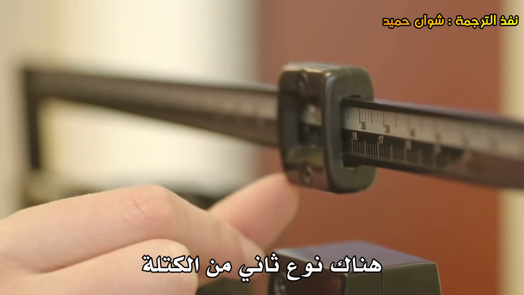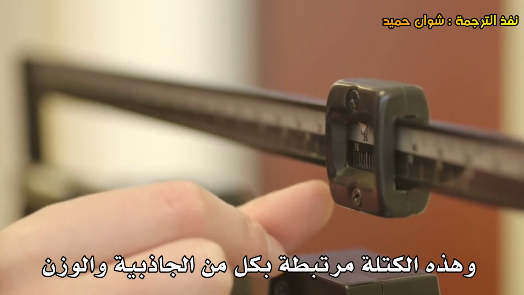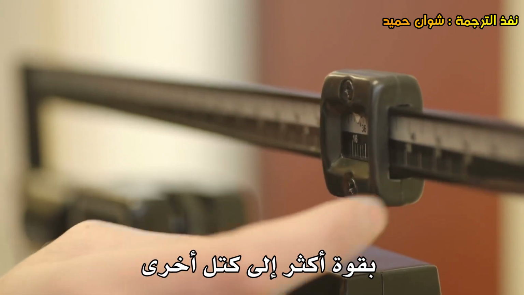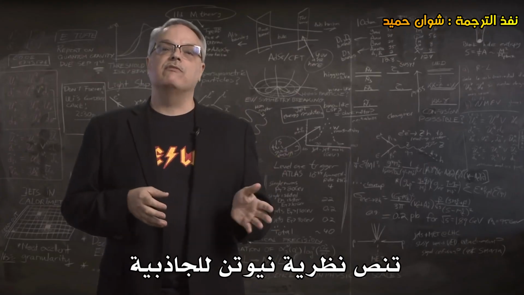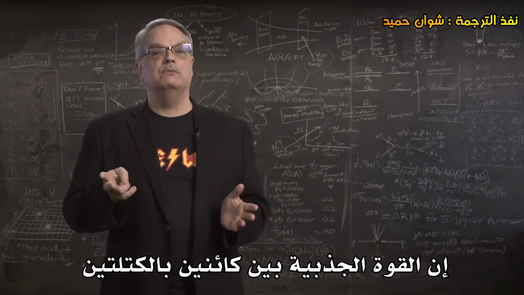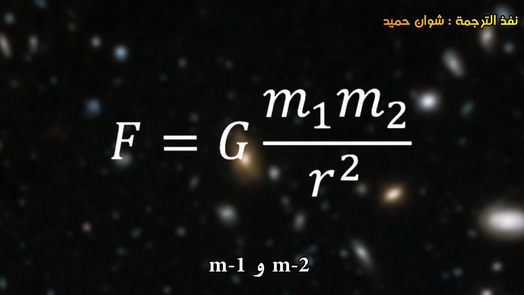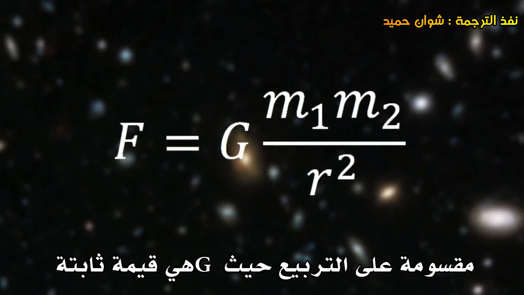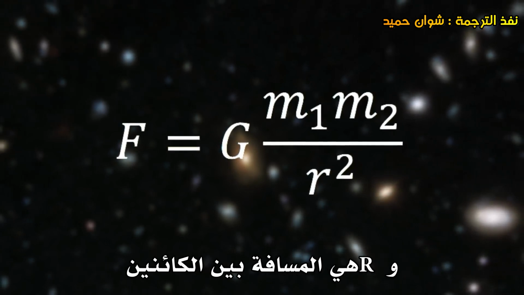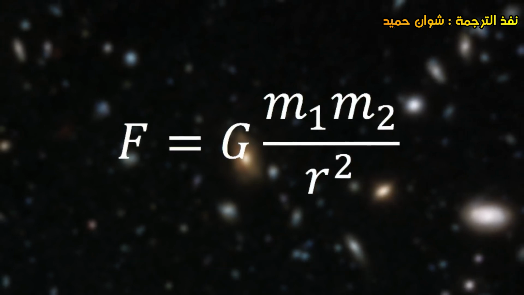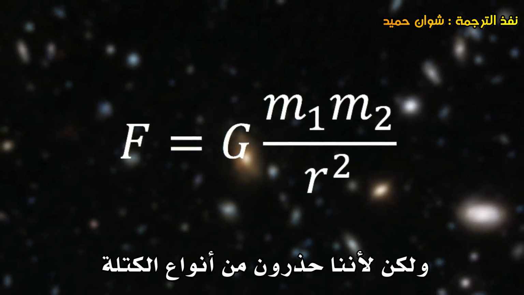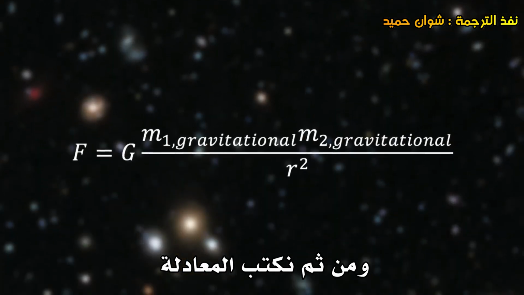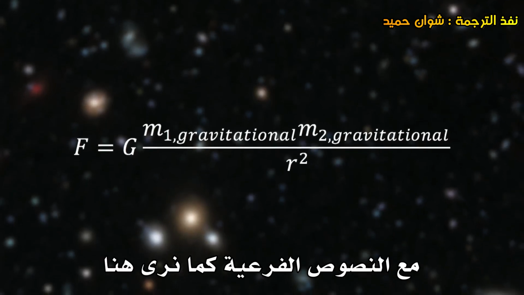There is a second kind of mass, and this mass is tied to both gravity and weight. An object with more mass is simply attracted by gravity more strongly to other masses. Newton's theory of gravity says that the attractive force between two objects with masses m1 and m2 is F equals G m1 m2 divided by r squared, where G is just a constant and r is the distance between the two objects. But because we're being careful about types of mass, we must call this kind of mass gravitational mass, and we would then write the equation with the subscripts like we see here.